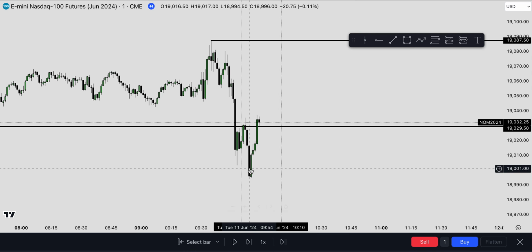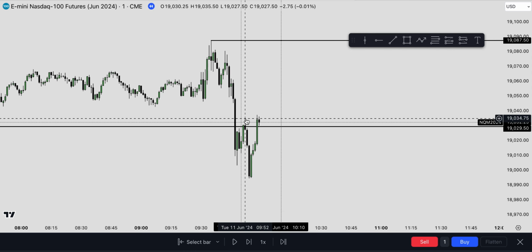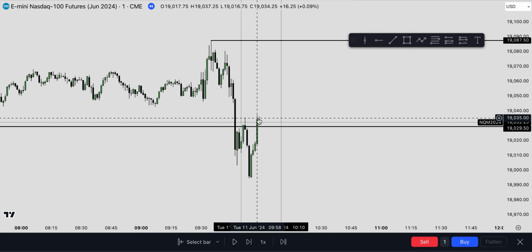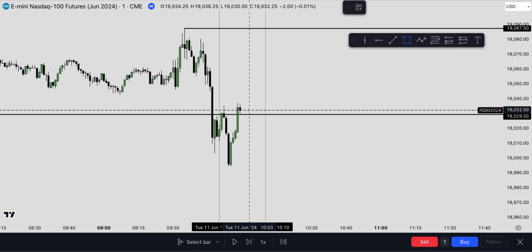Okay, so do we get displacement? Yes, we do. That is clear displacement. Do we have a market structure shift? Yes, we do. We have broken above this swing high here. All right, so the next on that checklist is fair value gap.